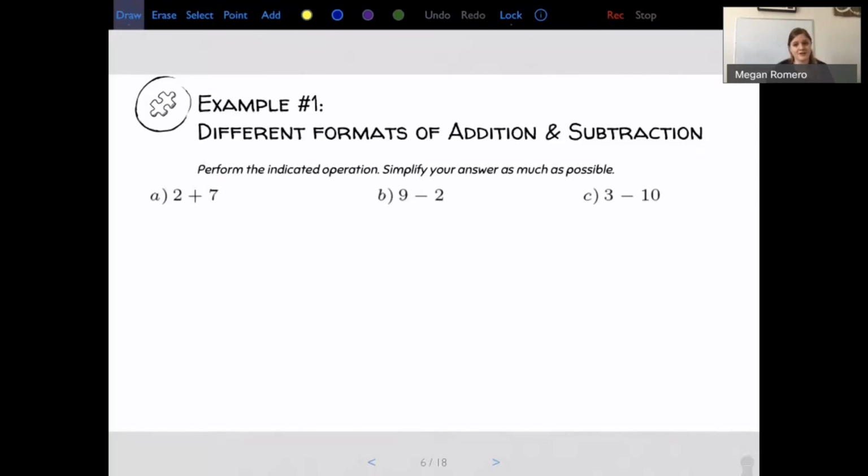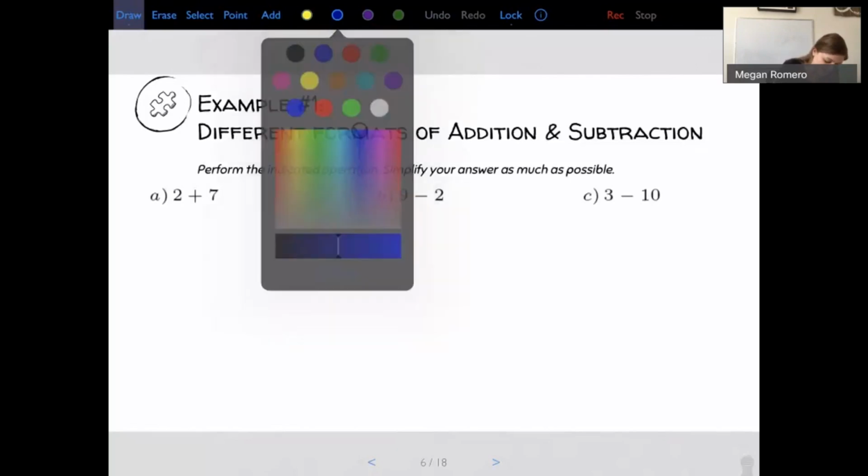It might be something that you're comfortable with, but I'm going to show you a couple different ways to perform the indicated operation. So 2 plus 7, with numbers, and particularly in this class, because we'll be dealing with a lot of practical applications, I like to relate it to something, typically money. So if you have $2 and someone gives you $7, you'll end up with 9.